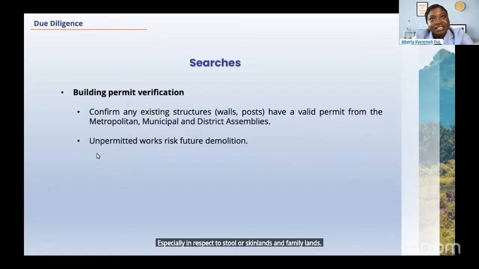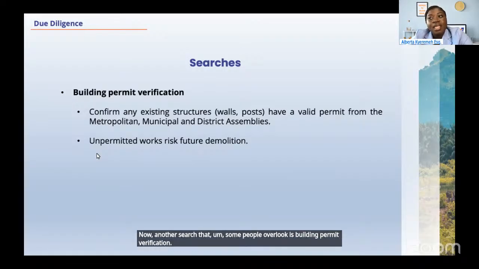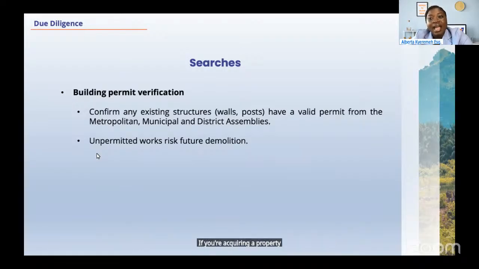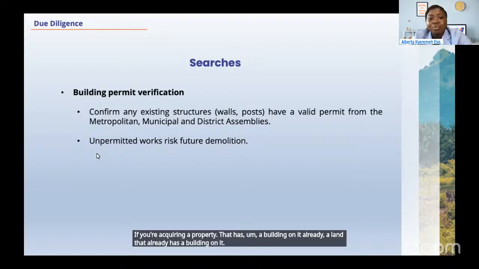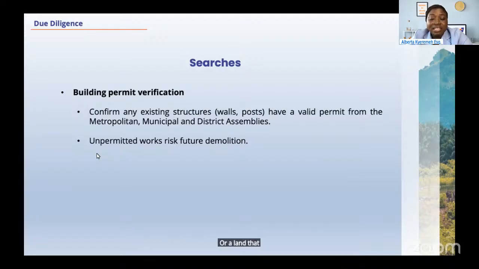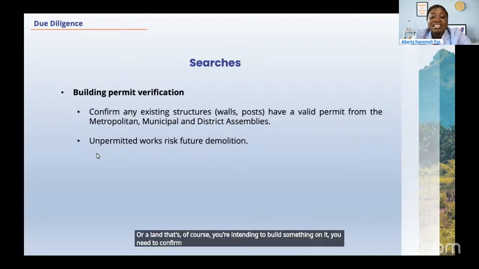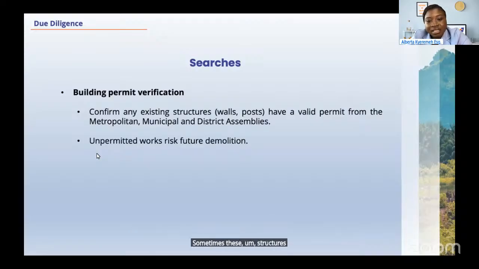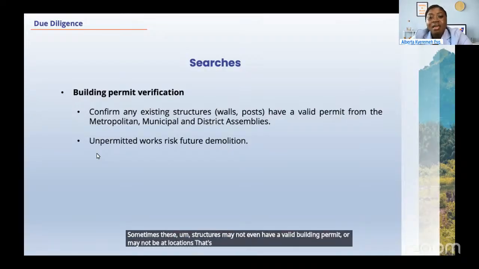Now, another search that some people overlook is building permit verification. If you are acquiring a property that has a building on it already, or a land that, of course, you're intending to build something on, you need to confirm whether you can get a valid building permit for the land. Sometimes these structures may not even have a valid building permit or may not be at locations that are required to have buildings there.